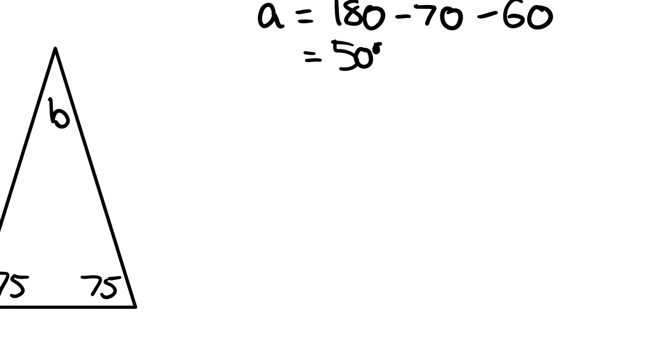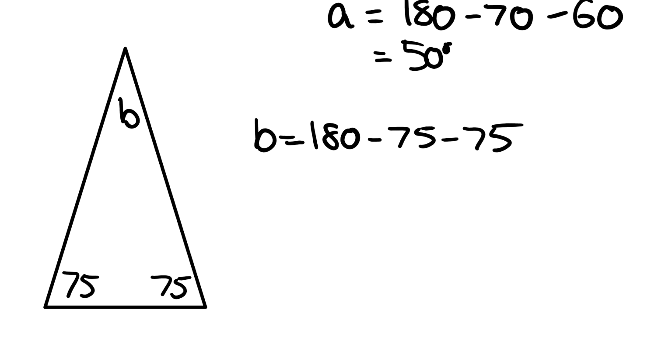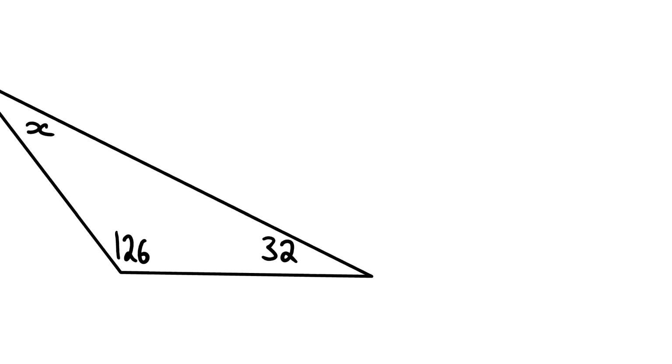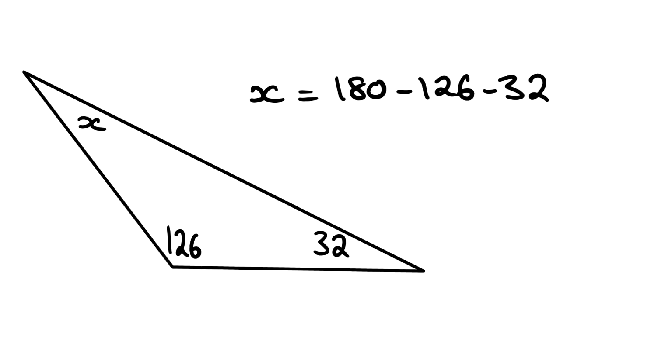The next triangle we're going to look at here is an isosceles triangle because the angles at the bottom are the same. So we need to find angle B, and we'll do the shortcut method this time. I know that B is going to be 180 minus my other two angles, which gives 30 degrees. We'll do another one here. Same, we'll do the shortcut method. X equals 180 minus 126 minus 32. And X equals 22 degrees.